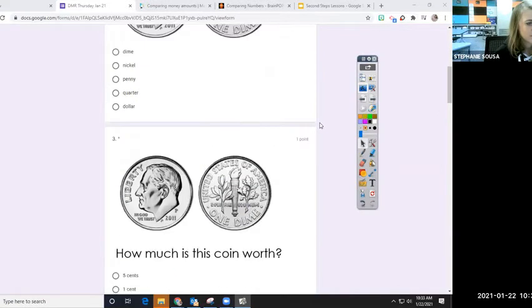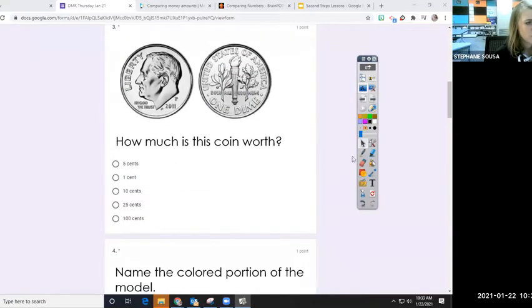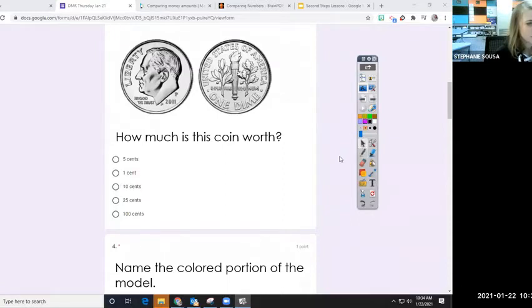Next up, how much is this coin worth? A dime is worth 10 cents. Dime, dime, little and thin, I remember you're worth 10. There you have it. Okay. Any questions about the value of a dime? All righty. Let's check out the next one.